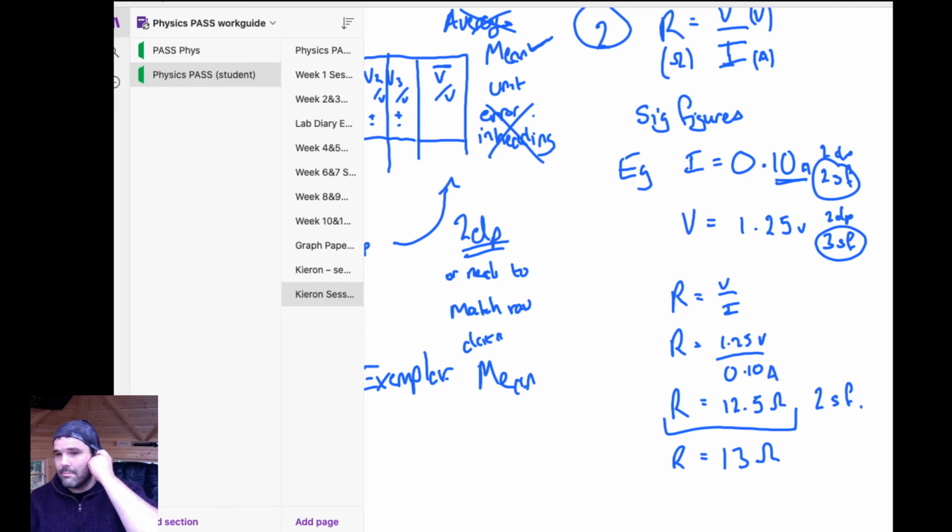Now, where this really matters is right at the end. So for me, as this is intermediate workings, I would give this to slightly higher significant figures.